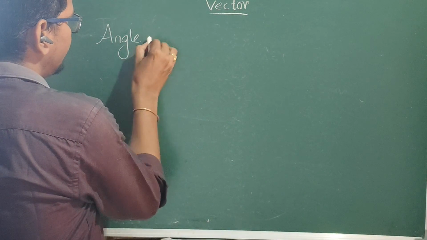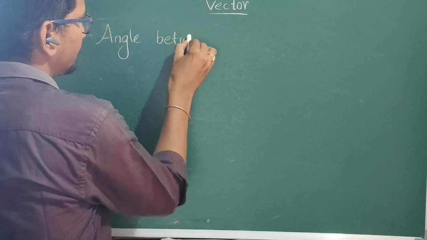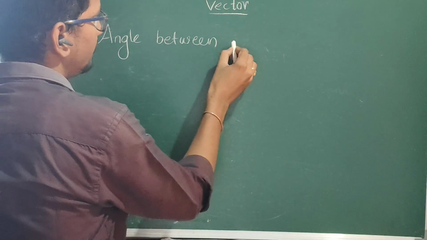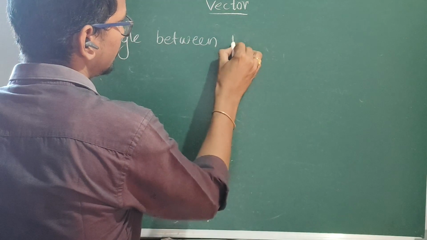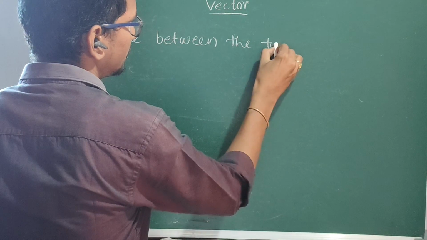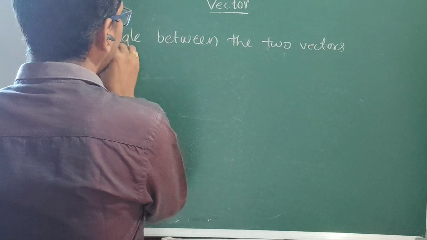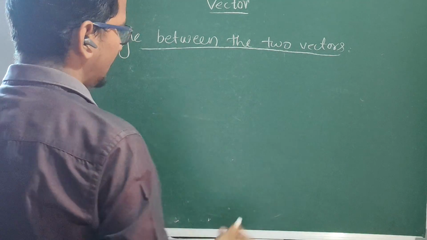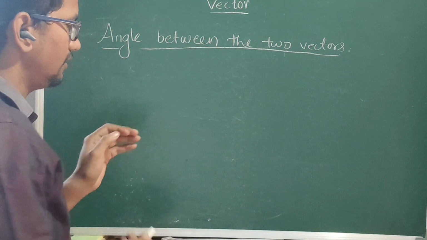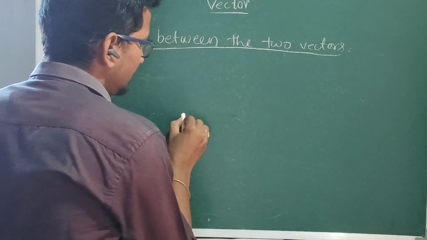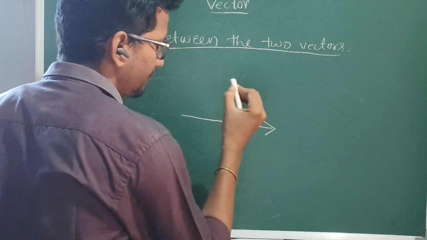Angle between the two vectors. Okay, first of all, angle between the two vectors. What is a vector? We can explain the notation. I will explain. See, this is the vector.